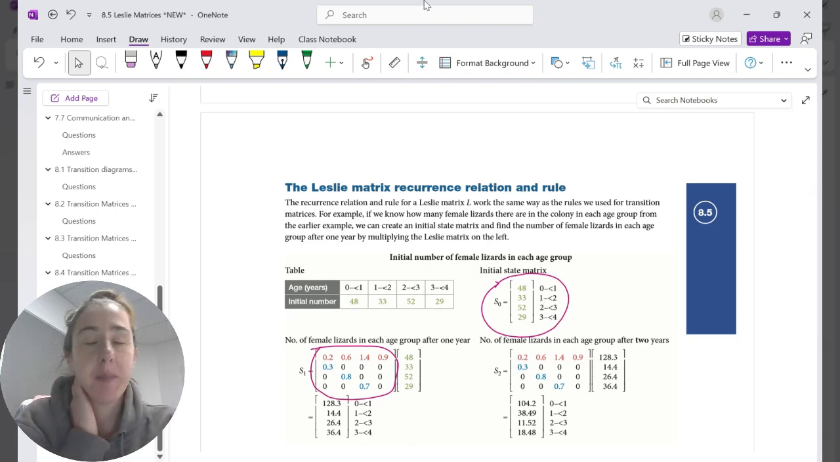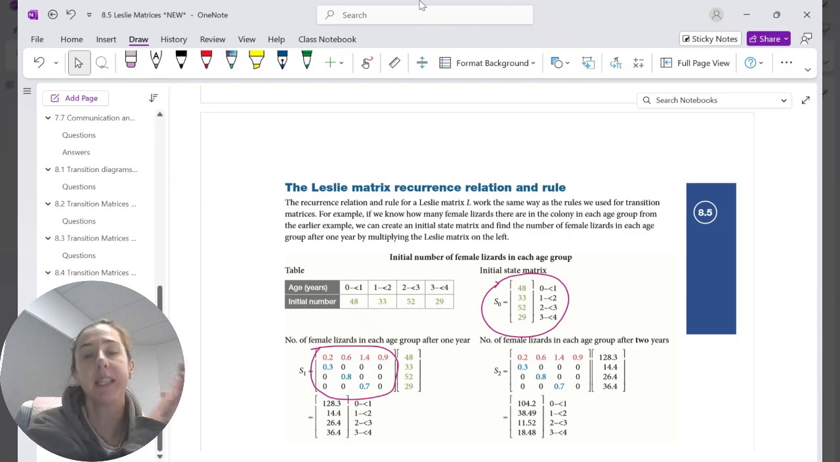Okay, so now we're talking about how to apply Leslie matrices in terms of the recurrence relation and the rule. Remember, the recurrence relation is how we find the next number in the sequence. The rule is how we jump to a particular point in time. So we need to learn both parts. Remember, the recurrence relationship has two parts, and it is finding the next number in the sequence. I want you to be really clear on keeping those two things separate and understanding the difference.